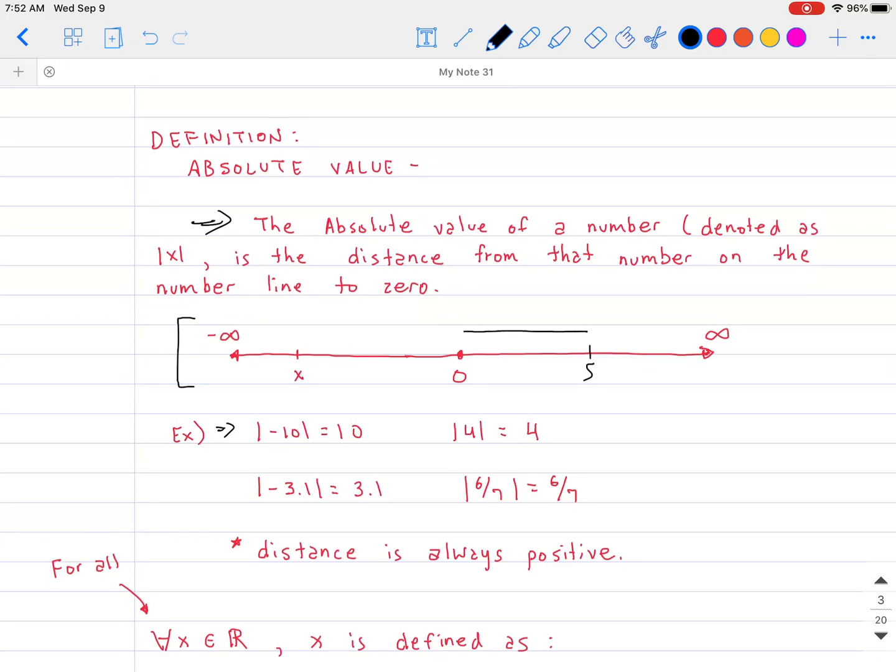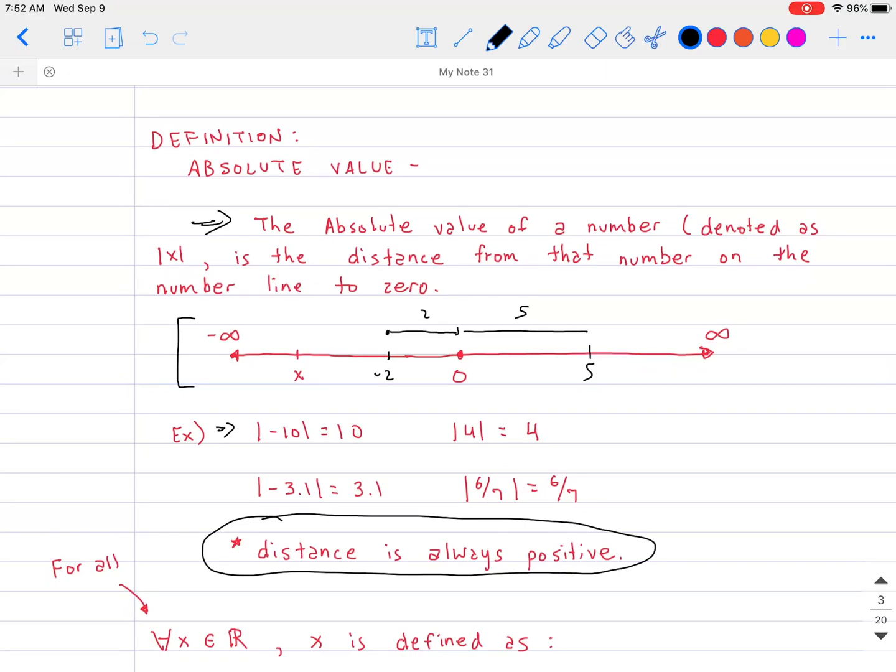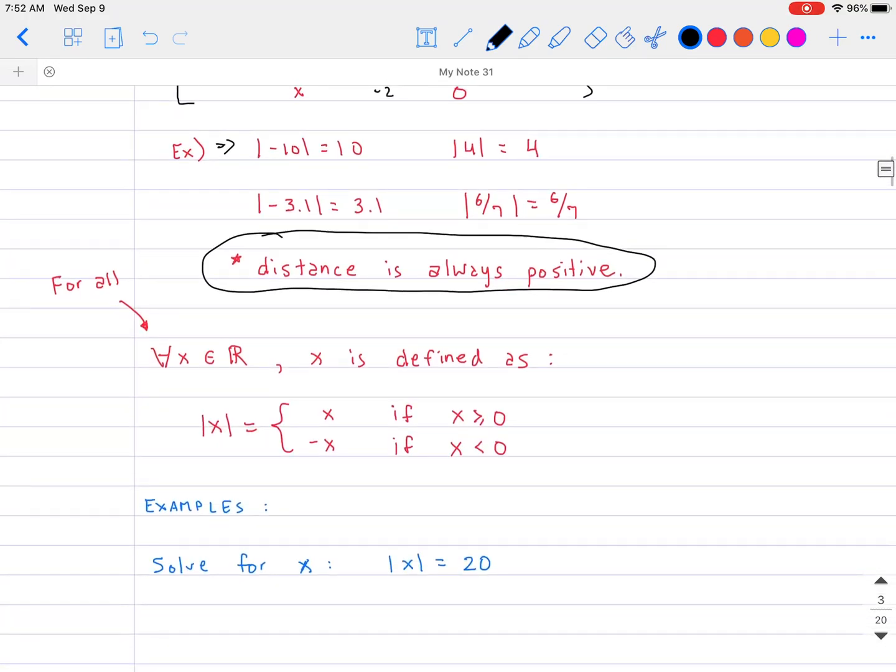For example, if I put 5 over here on the right-hand side, you can see that the distance from 0 to 5 is equal to 5. If I go to the left-hand side and do the same thing, let's say -2, the distance from -2 to 0 is equal to 2. So the idea here is that the distance is always going to be positive, just to keep things simple. On the number line you can go left or right, but we just care about the total distance, so we'll keep everything positive.